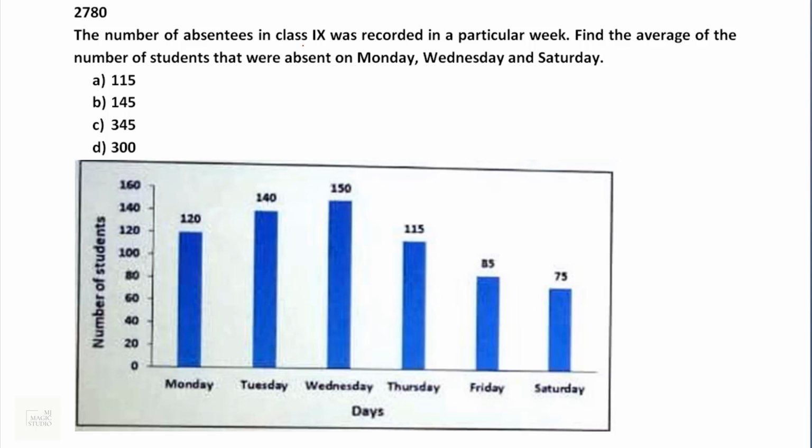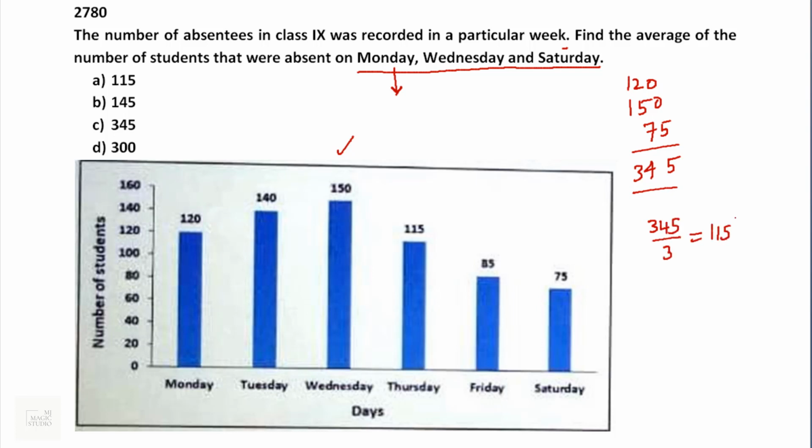The number of absentees in class 9 was recorded in a particular week. Find the average number of students that were absent on Monday, Wednesday and Saturday. From the graph we can see Monday 120 students were absent, Wednesday 150 and Saturday 75. So the sum is 345. We need the average, and we know the average is total divided by the number of observations, that is 3. So it would be 115. On an average on these 3 days, 115 students were absent. Option A fits in.